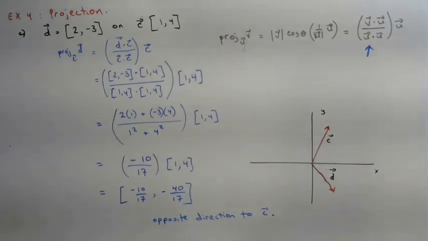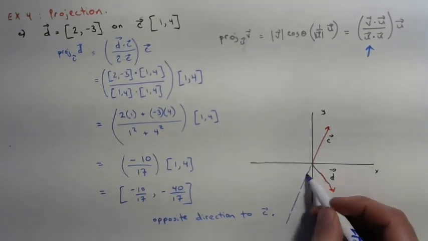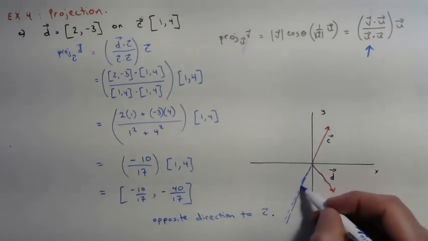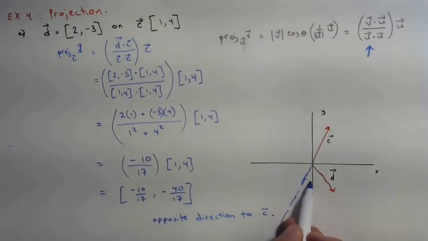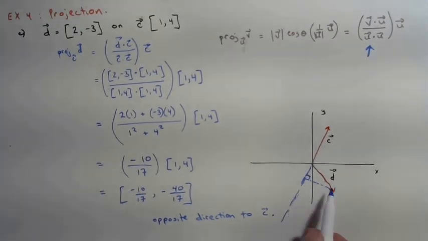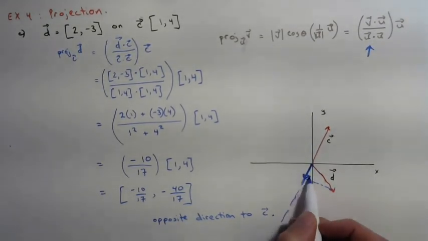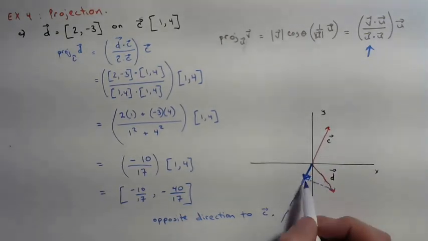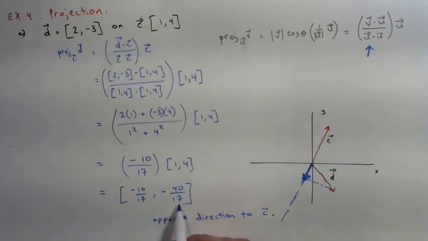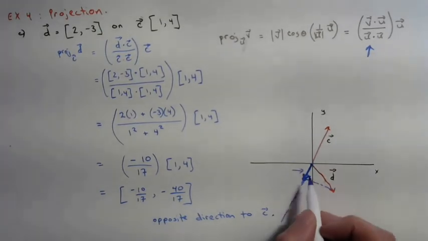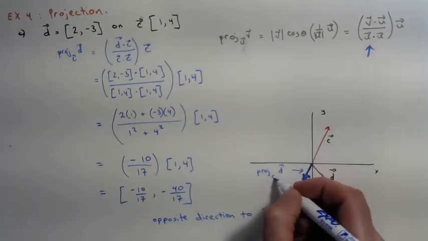So then the projection of D onto C, there's my extension of vector C. Looks like we're coming up perpendicular from here. This vector right here is in the direction opposite to vector C, and this point right here is the point -10 over 17, -40 over 17. This little blue arrow, that is the projection of D onto C.